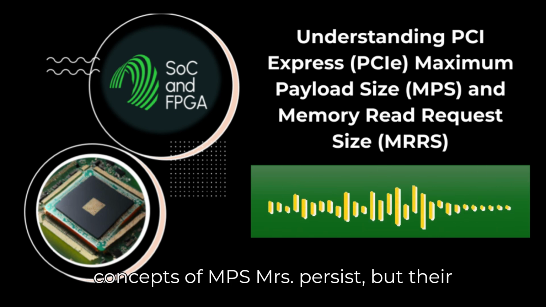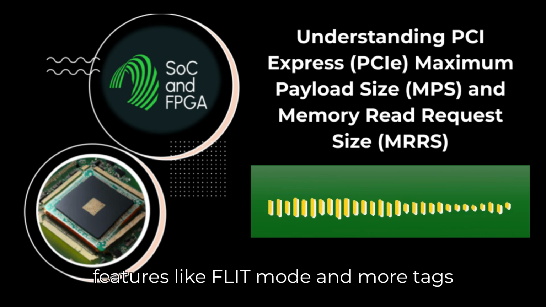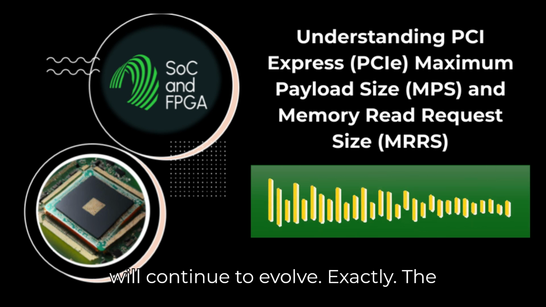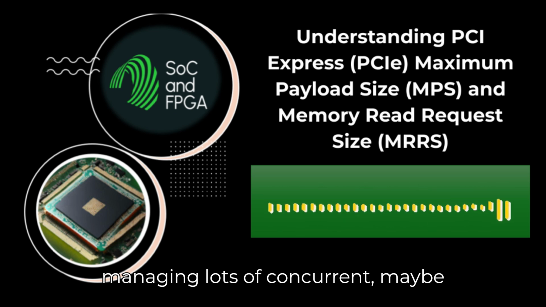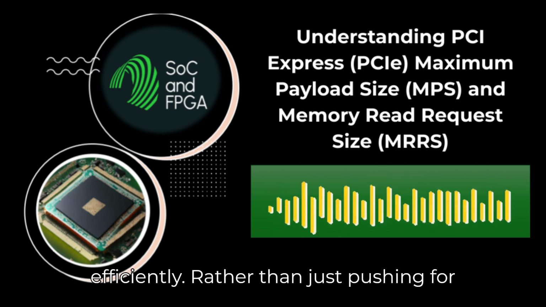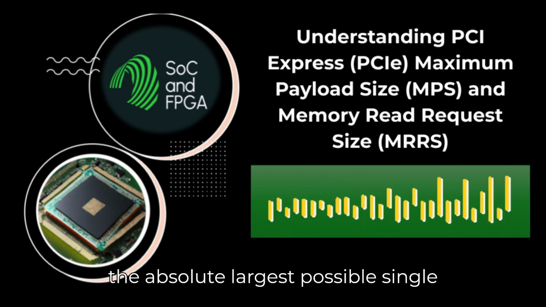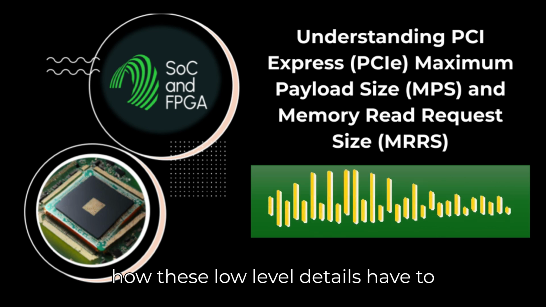So the core concepts of MPS and MRS persist, but their optimization and interaction with new features like FLIT mode and more tags will continue to evolve. Exactly. The focus might shift slightly towards managing lots of concurrent, maybe moderately sized transactions very efficiently, rather than just pushing for the absolute largest possible single packets in all cases. It's fascinating how these low-level details have to adapt.